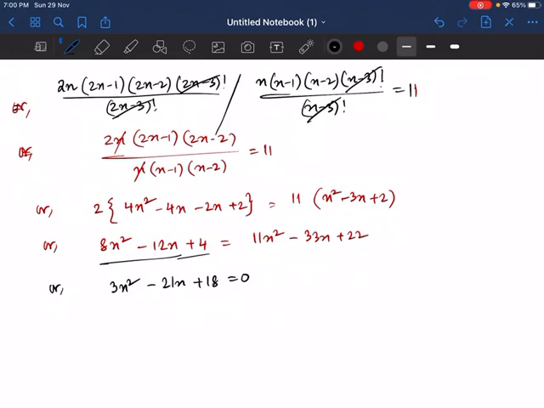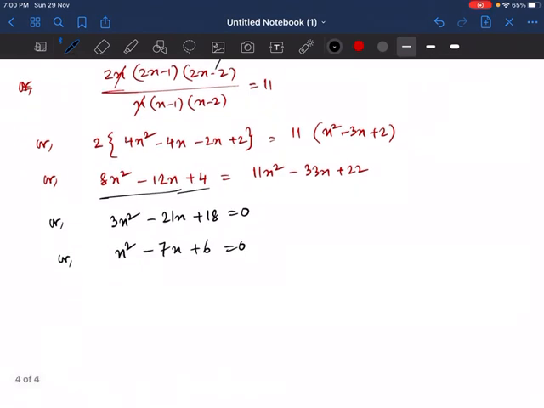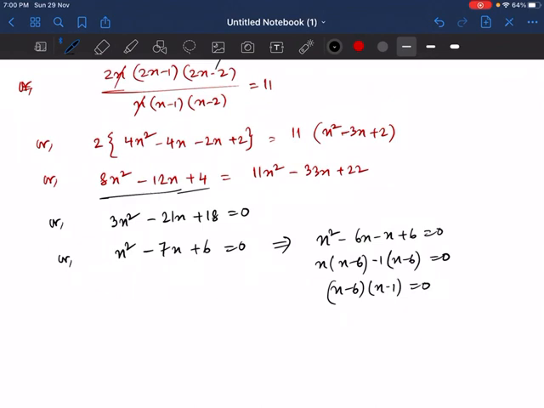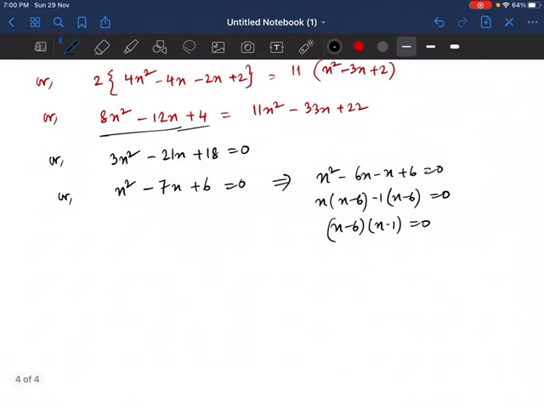Now we can divide by 3. So n square minus 7n plus 6 equal to 0. Now we can solve this quadratic equation. So if I solve this one, we get n square minus 6n minus n plus 6 equal to 0. So n minus 6 into n minus 1, n minus 6 equal to 0. So n minus 6 and n minus 1 is equal to 0. So what we are getting at is that n is equal to 6 or n is equal to 1. This is what we are getting, right?